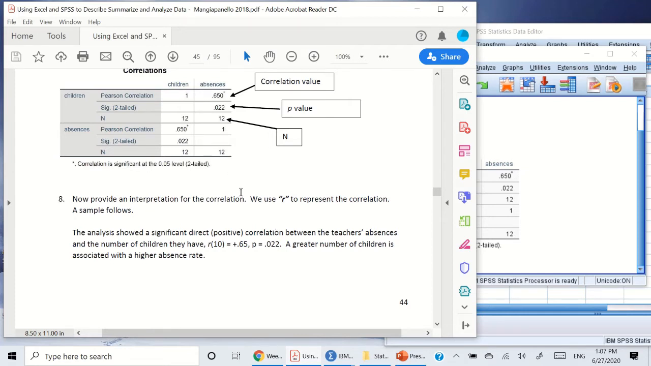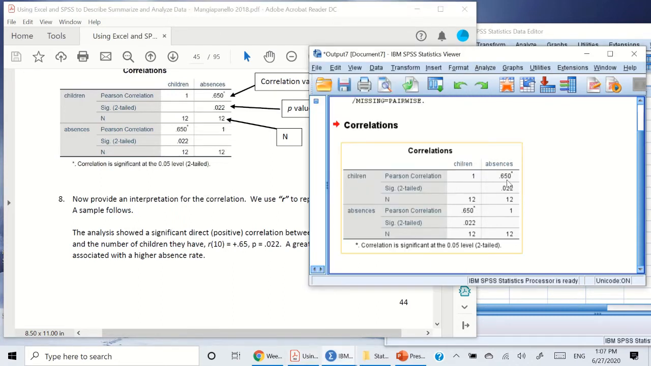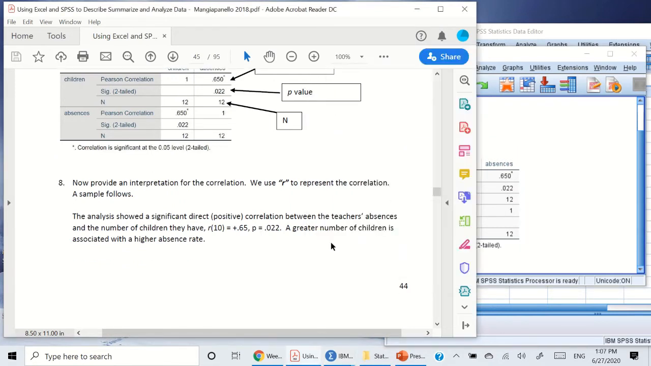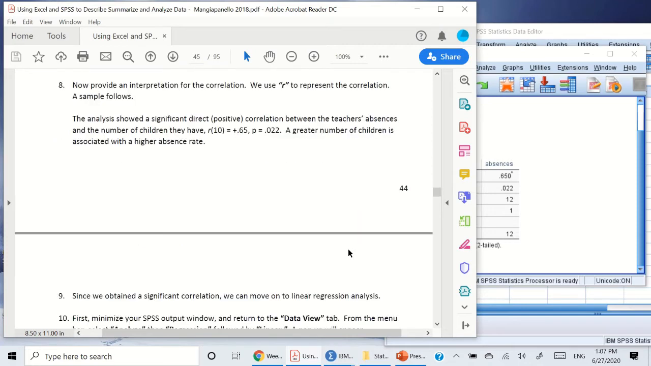12 minus 2. In this case, you always subtract 2 instead of subtracting 1 as you see in all these others. So the degrees of freedom here would be 10. So in correlation, you always subtract 2. Then r equals a positive number, 0.65, comma, p equals 0.022. A greater number of children is associated with a higher absence rate.